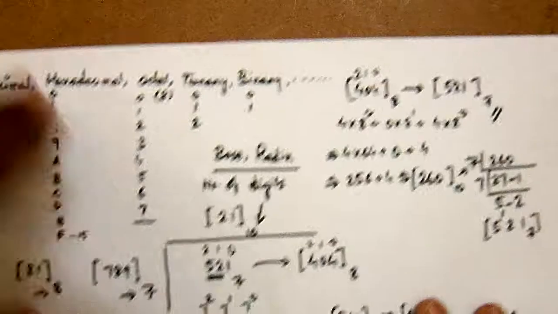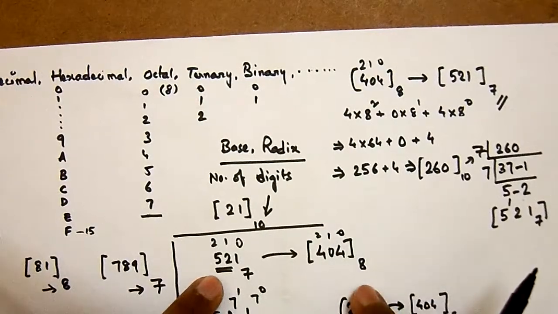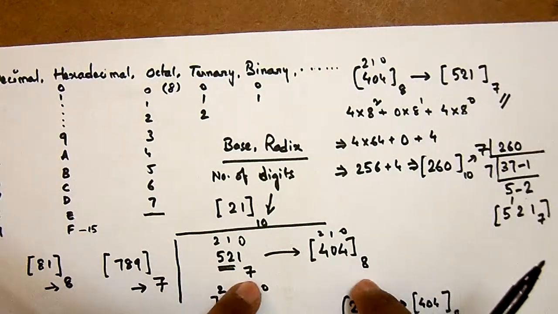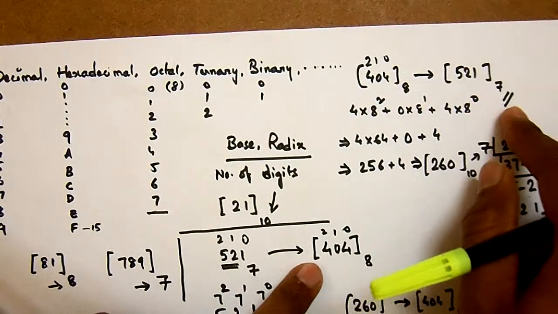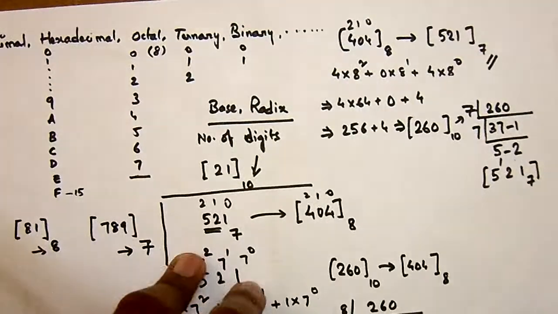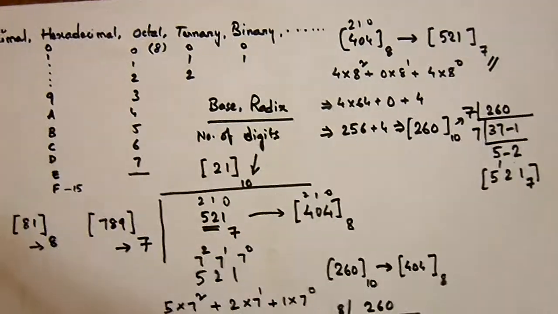5 2 1. See, both are equal. 521 to the base 7 is 404 to the base 8. Similarly, when we derive, it is the same. And the most general or the most frequent thing that we will see is this one, decimal to binary or something like that.